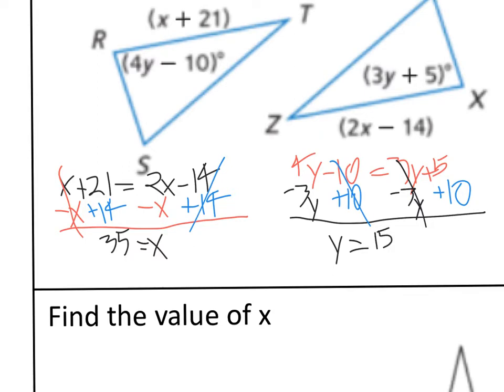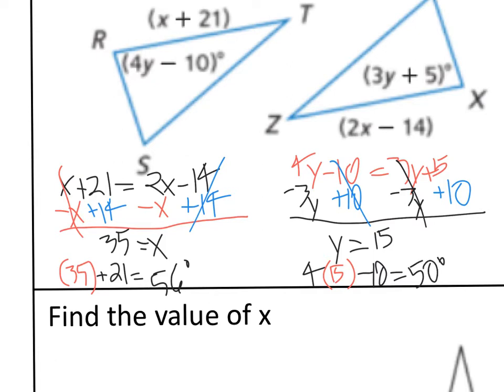Alright, and then I like to always plug it back in. I like to ask my students, hey, what do the angles measure? So just plug it into one of these statements for x and one of the statements for y. The reason why you only need to plug it into one of them is because you set them equal to each other, so it doesn't matter which one you plug it into, you get the same answer. So I'm going to plug 35 into x plus 21. So 35 plus 21 is going to be 56 degrees. And then I'm going to plug 15 into the 4y minus 10, so 4 times 15 is going to be 60 minus 10, and that'll be 50 degrees.